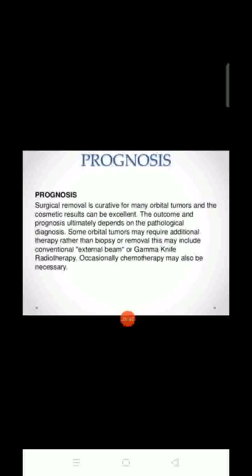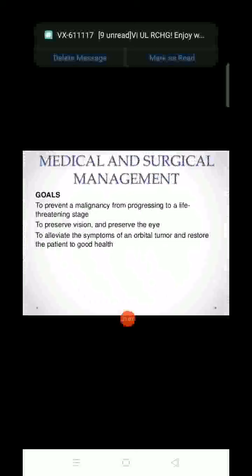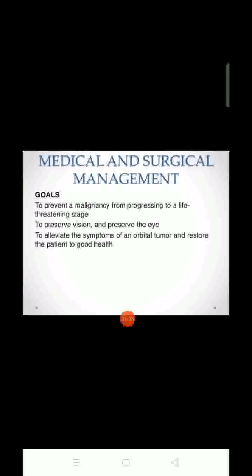And what is the prognosis? The prognosis depends on the type and which stage of the cancer. Okay, and the outcome ultimately depends on the pathological conditions. Some orbital tumors may require additional therapy rather than the biopsy and removal. This may include conventional external beam or gamma knife radiotherapy. Okay, next is medical management, where we have to prevent the malignancy from progressing to a life-threatening stage. To preserve vision, we have to alleviate the symptoms of orbital tumor.